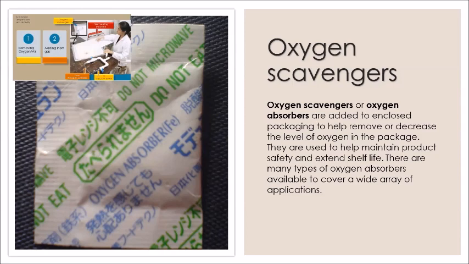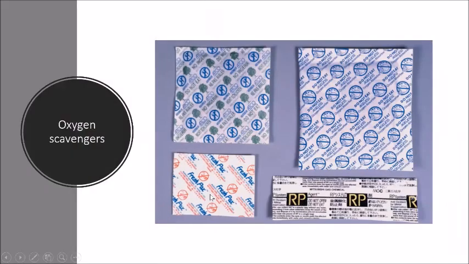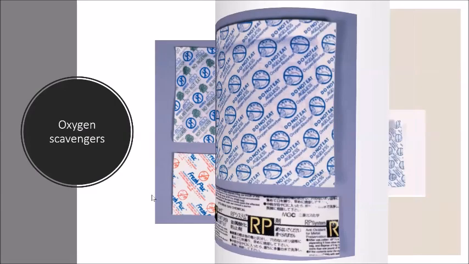So the amount of these scavengers depends on the amount of air inside that enclosure. They are added to the enclosure packaging to help remove or decrease the level of oxygen in the package. They are used to help maintain product safety and extend shelf life. There are many types of oxygen absorbers available to cover a wide array of applications. These are different brands of oxygen scavengers available.